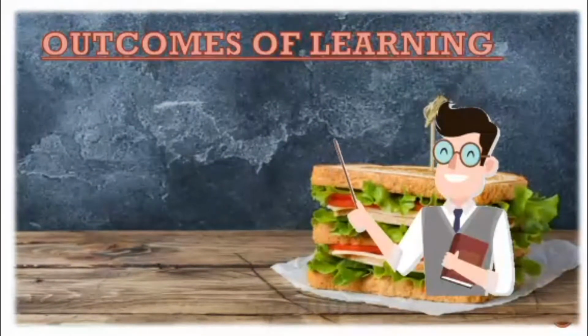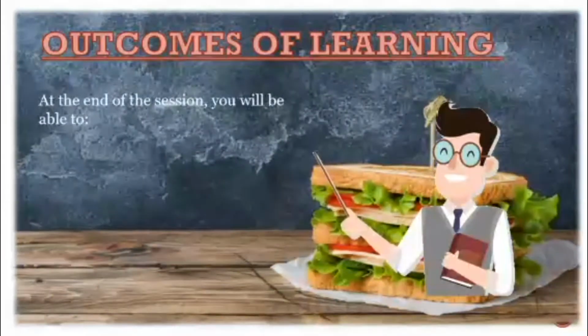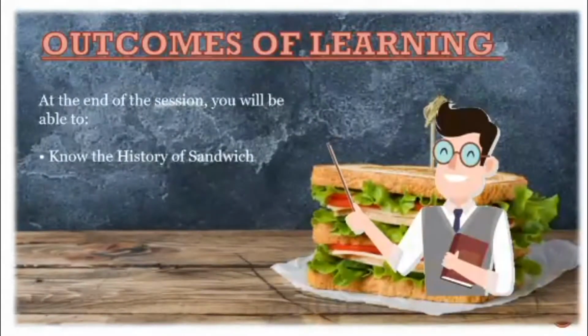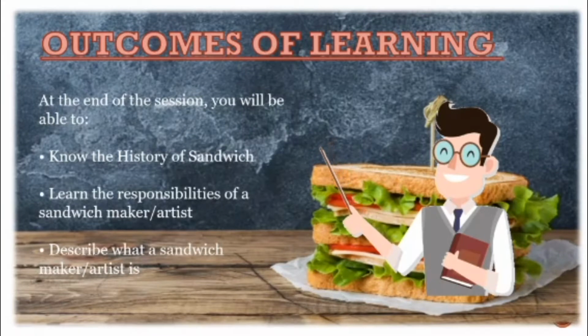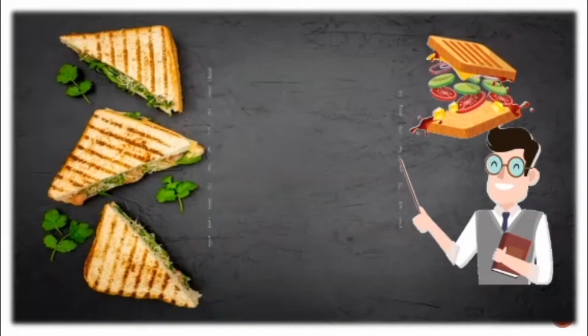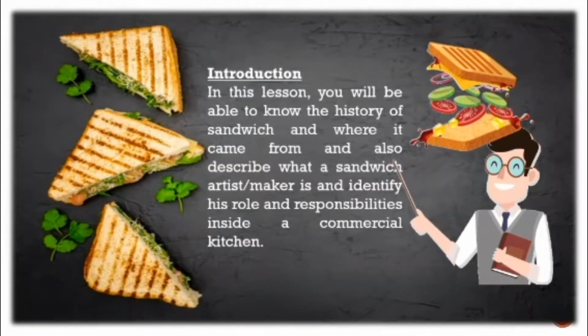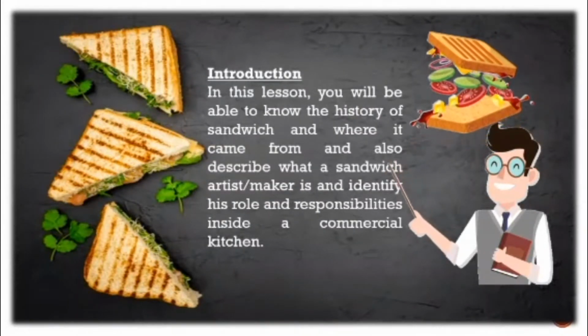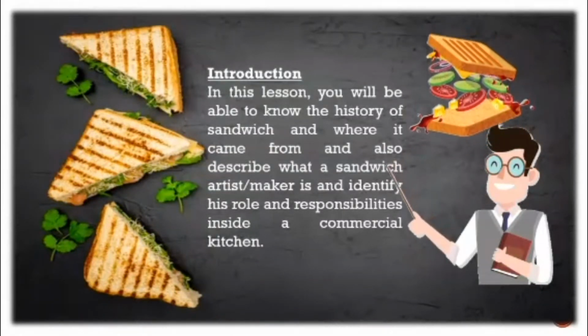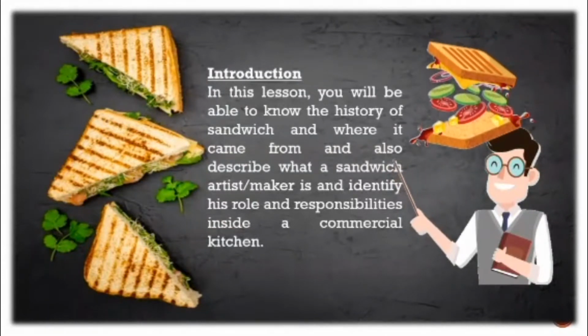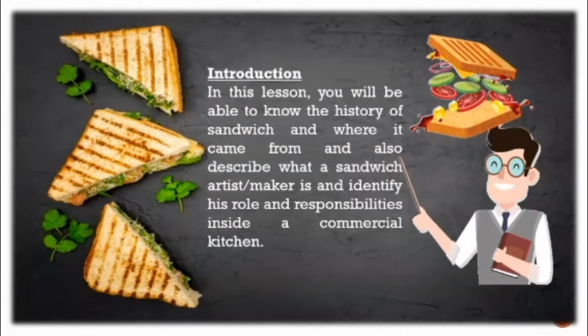The outcomes of learning. At the end of the session, each of you is expected to: number 1, know the history of sandwich. Number 2, learn the responsibilities of a sandwich artist. And last, number 3, describe what a sandwich artist is. For the introduction, in this lesson, you will be able to know the history of sandwich and where it came from, and also describe what a sandwich artist is and identify his role and responsibilities inside a commercial kitchen.